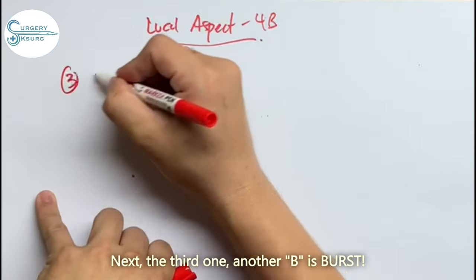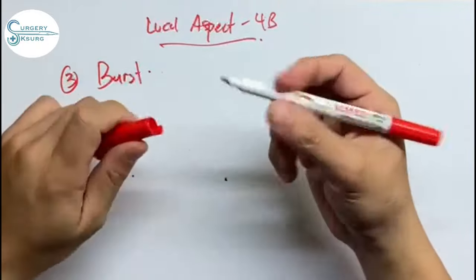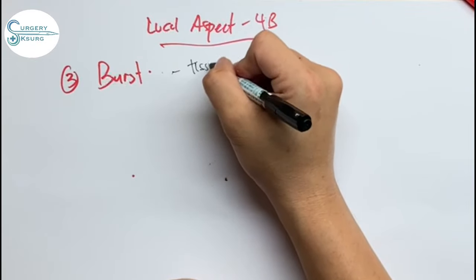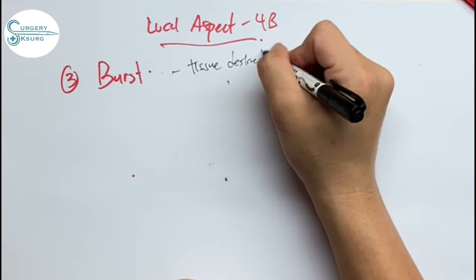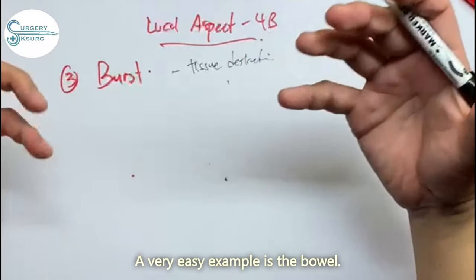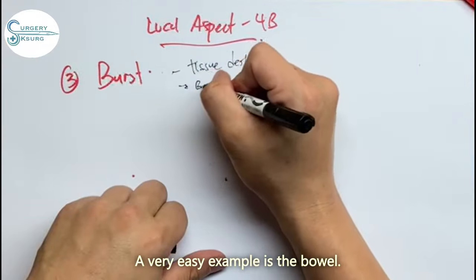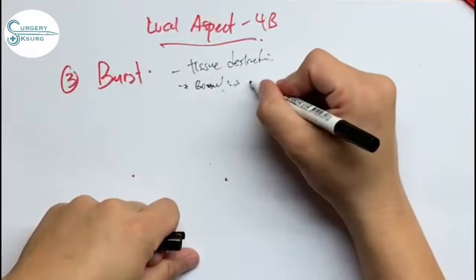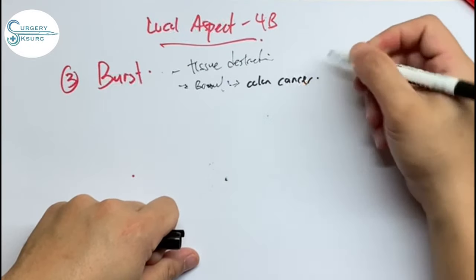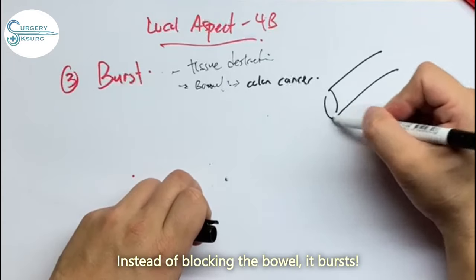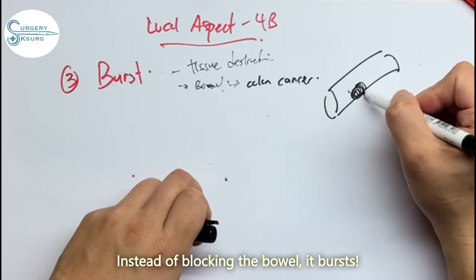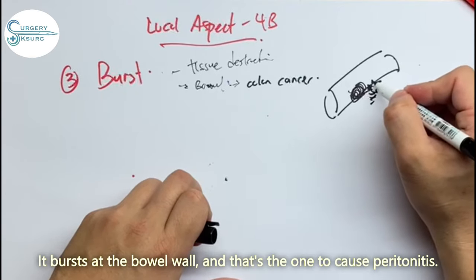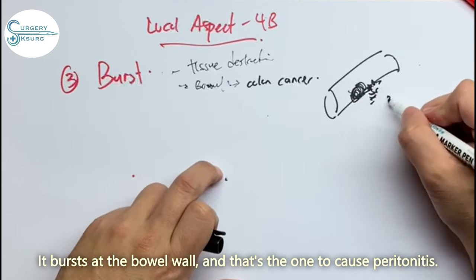Next, the third one, another B, is burst. This is also caused by tissue destruction. A very easy example is the bowel. Let's say a colon cancer. Instead of blocking the bowel, it bursts, right? It bursts at the bowel wall, and that's the one that causes peritonitis.